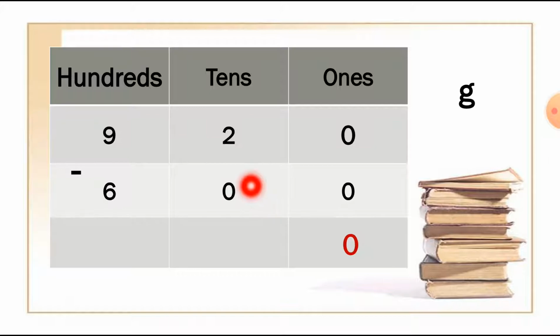It means we are not cutting anything from 2. So we get the answer 2 only. We can write this 2 as it is here at the tens column. Now let's move to the hundreds column, which has 9 minus 6. We have to cut 6 from this 9. So 9 minus 6 is equal to 3. So here we get the answer 320. You have to repeat after me, 320.